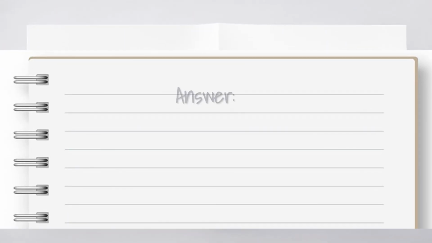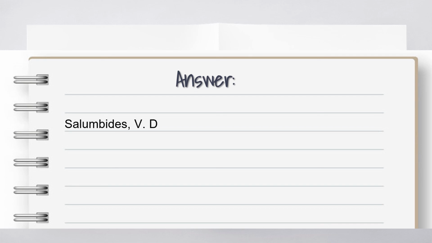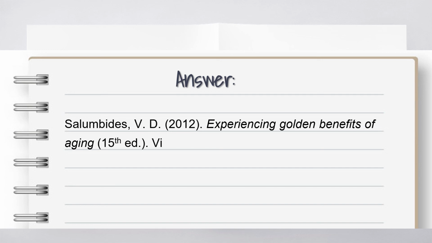The answer for item number 3, our last item, is Salumbides, comma, V period, D period, 2012 inside the parentheses, period, Experiencing Golden Benefits of Aging. That should be italicized. Letter E for Experiencing should be capitalized. And then we have the 15th edition, so 15th, ed. period inside the parentheses and then period. And then lastly, Vidanes Publishing as our publisher. And then end your entry with a period. Alright, so that's our last item for today.